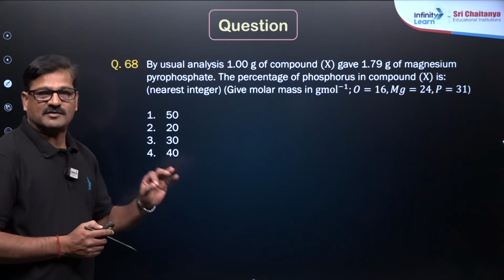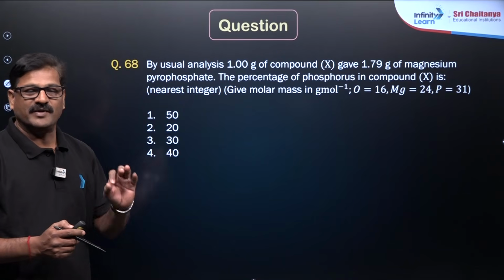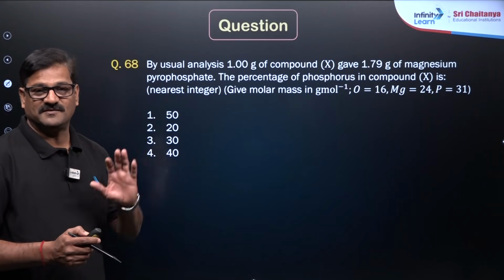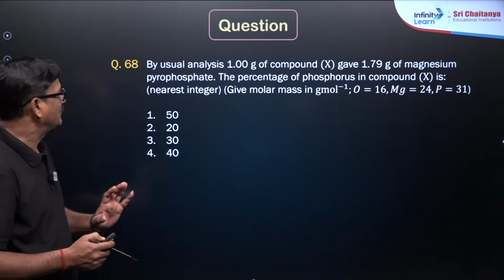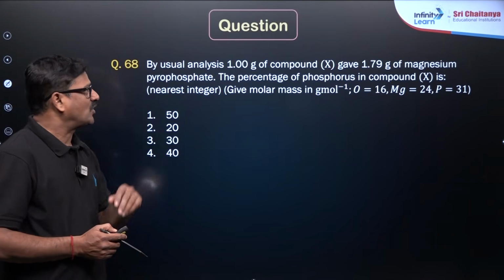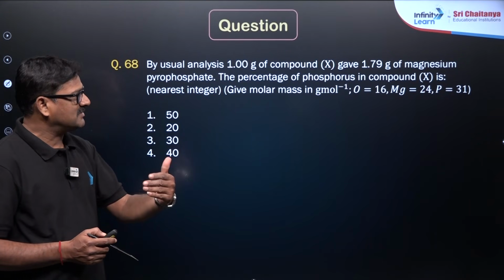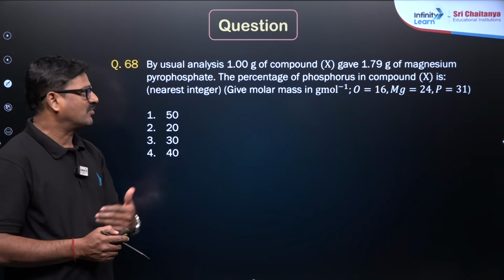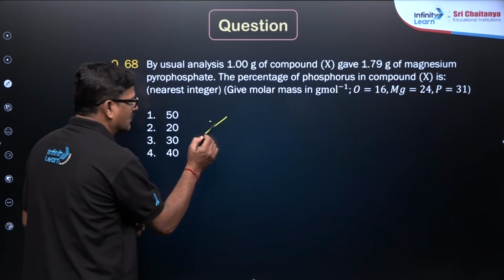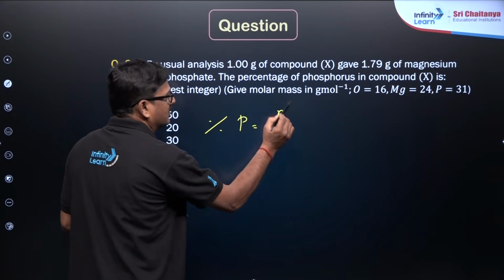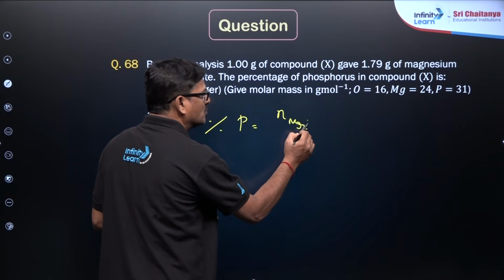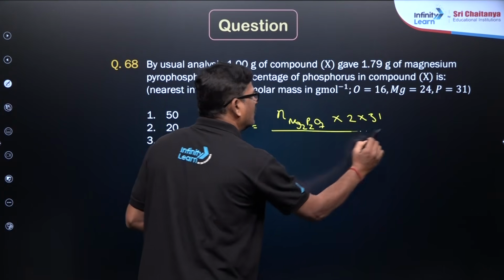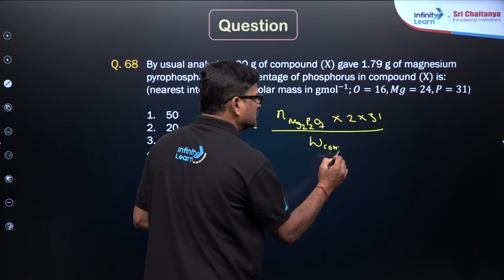Children, this is a question based on practical organic chemistry, some basic concepts of organic chemistry in the 11th standard. Estimation of phosphorus is the topic of this question. By usual analysis, 1 gram of the compound gave 1.79 gram of magnesium pyrophosphate. The percentage of phosphorus in the compound is? So the percentage of phosphorus is going to be number of moles of Mg2P2O7 into 2 into 31 upon weight of the compound.